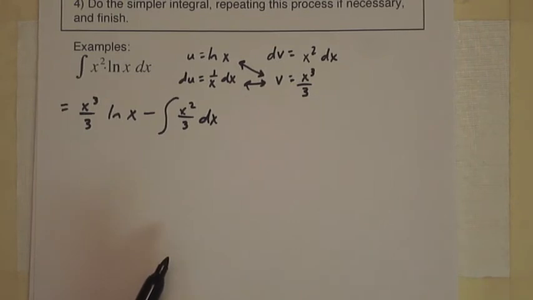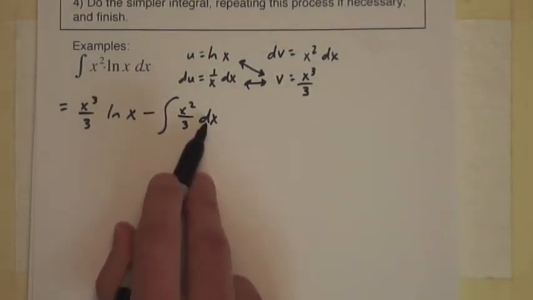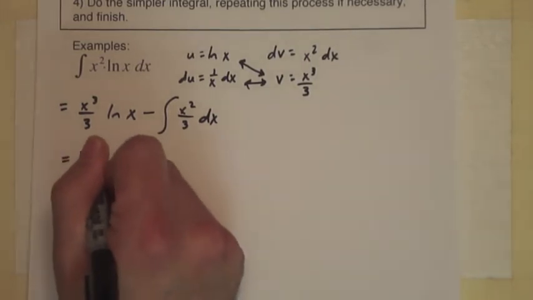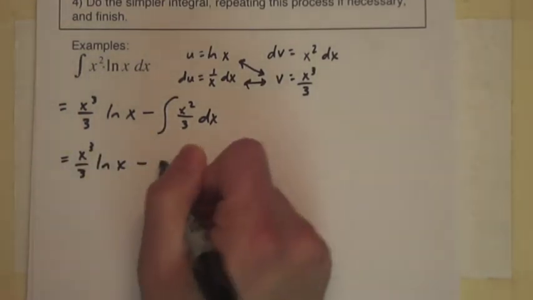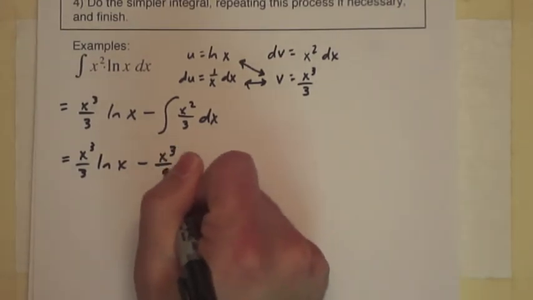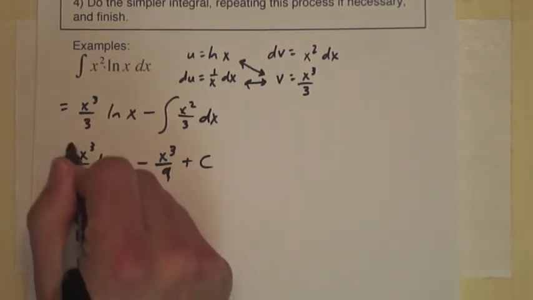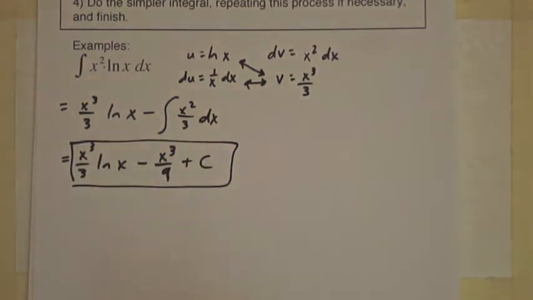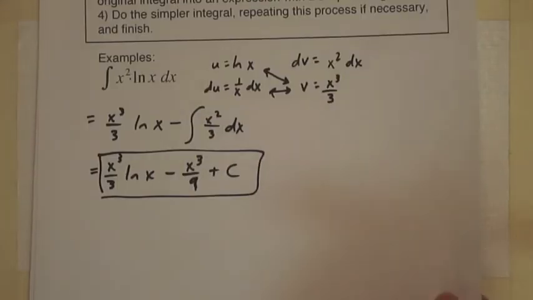And now we have indeed a simpler integral than our original one to do. So let's finish the problem. This integral is easy enough to do. x cubed over 9 plus c, and we are done. Let's do another example.